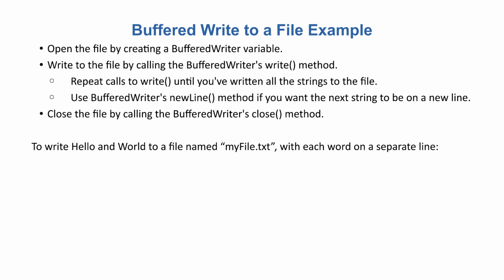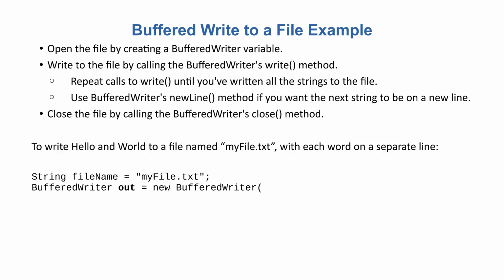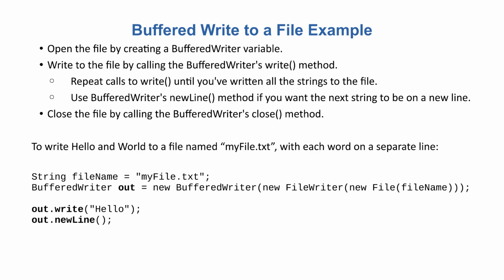For example, to write hello world to a file named myfile.txt, with each word on a separate line of the file, use this code. Create a string with the name of the file, then create a new buffered writer named out by calling the buffered writer constructor with a new file writer for a new file named filename. Then write the first word, a new line, the next word, and if that's the last word, close the writer.